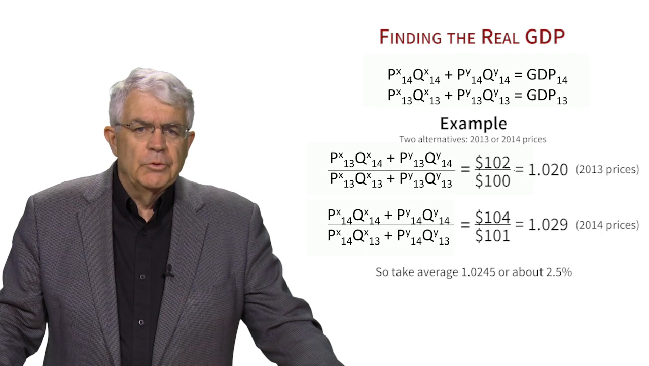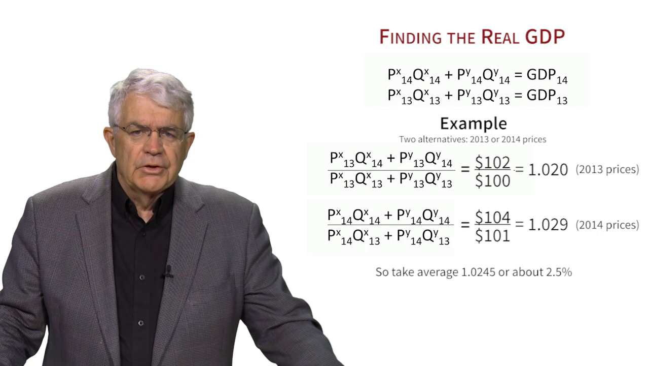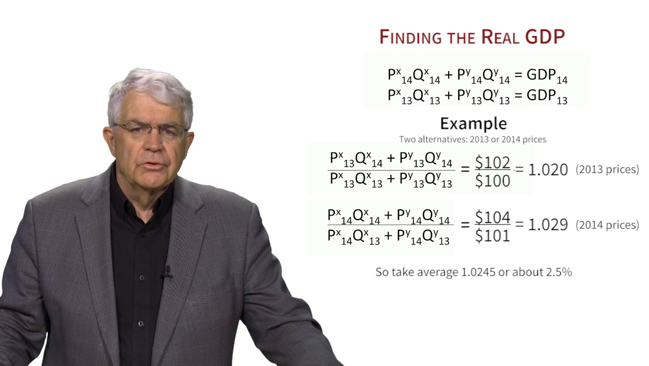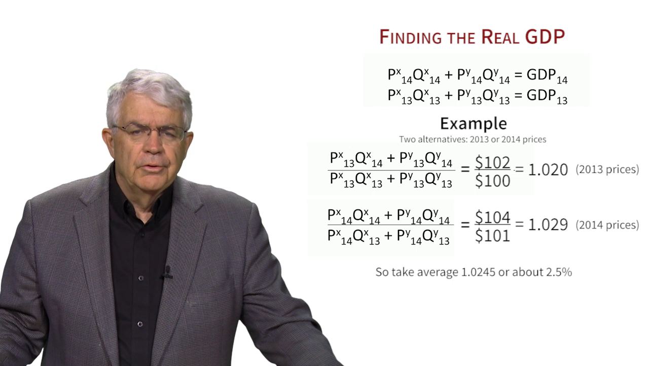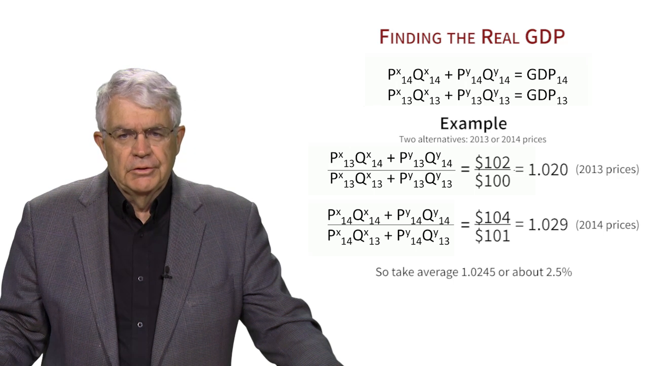So the answers are somewhat different. What do economists do? Well, there's no obvious answer except to just take the average, and that's in fact what people do. They take the average of those two and get a measure now of how much real GDP has grown from 2013 to 2014.